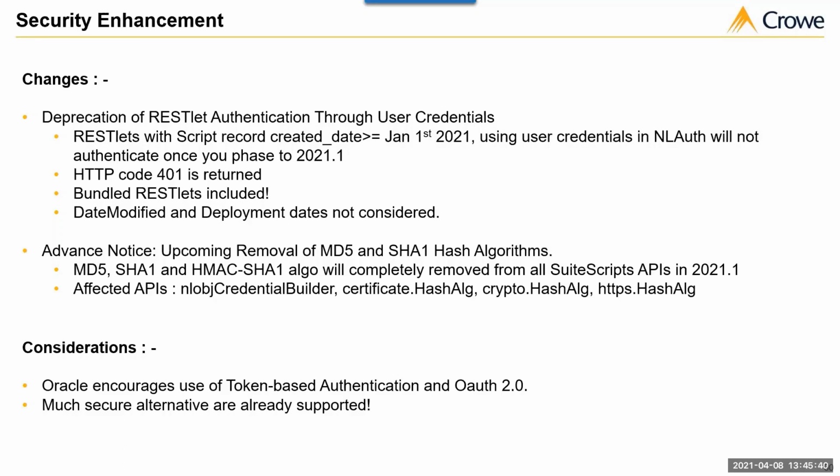So if you have any old script and you are not aware whether it has MD5 or SHA1, please make sure those scripts don't have these algorithms and replace them with other algorithms like SHA or HMAC. A couple of affected APIs are the NLOBG credential builder, crypto hash log, and HTTPS hash log. So please make sure you remove all these algorithms from your scripts.